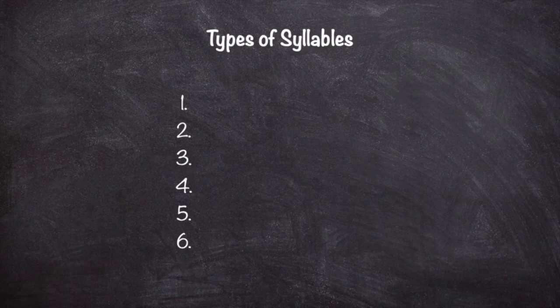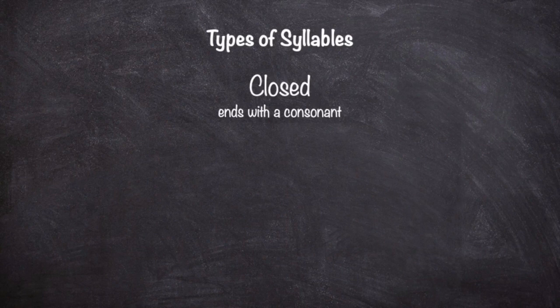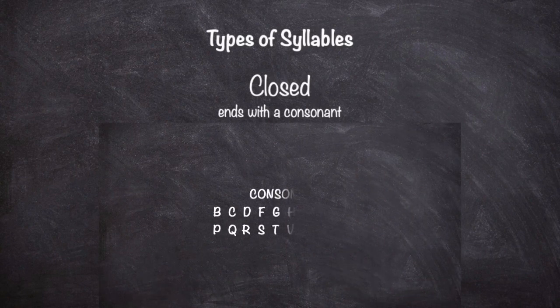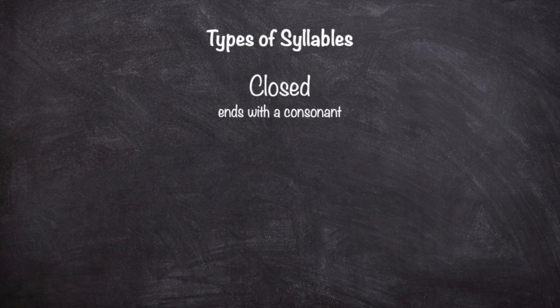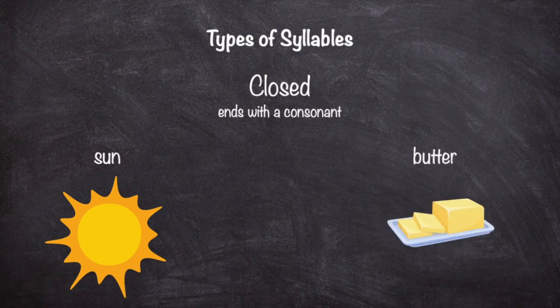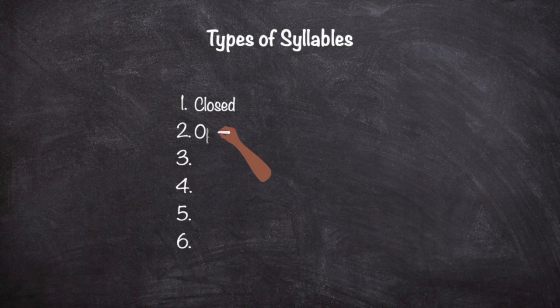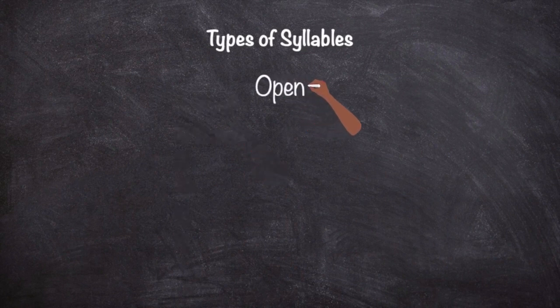The first type of syllable is called a closed syllable. This is when the word simply ends with a consonant. Now remember, a consonant is any alphabet letter that is not a vowel. Some examples of closed syllable words are sun and butter.